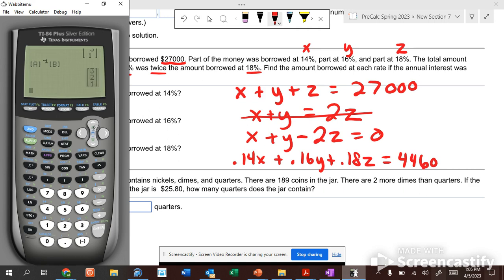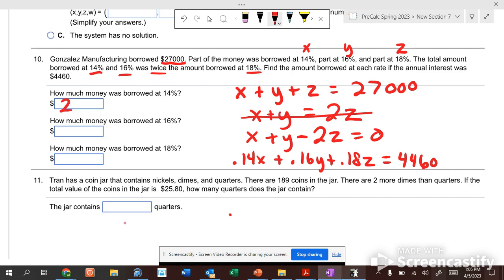Second quit, go up here. And order is important. If you put B times A inverse, you'll get the wrong answer. A inverse has to be first and then B second. Trust me. A inverse has to be first and B is second. So 2,000, 16,000, and 9,000.